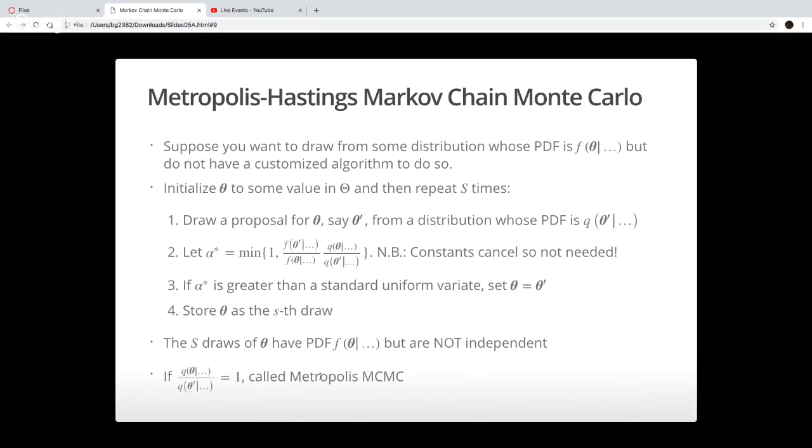If the ratio of Q at theta divided by Q at theta prime is 1, which is to say the Q distribution that you're drawing from is symmetric, whether you evaluate at theta or theta prime, then that special case is called Metropolis Markov chain Monte Carlo. And that's the one that the Metropolis guy actually came up with around 1949. But it was published in physics journals. And so no social scientists or anyone normal really read about this until the 1980s, or was able to apply it for anything that social scientists might be interested in until like 40 years later.